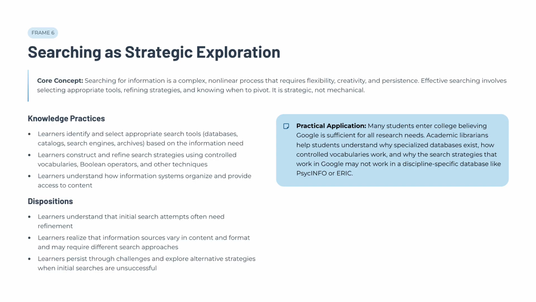Here's the practical reality. Many students arrive at college believing that Google is sufficient for all of their research needs. And look, Google is an incredible tool, but it's not the right tool for every research task. Academic librarians help students understand why specialized databases exist, how controlled vocabularies work, which is a concept most students have never encountered, and why the search strategies that work in Google may actually fail in a discipline-specific database like Science Info, ERIC, or PubMed. This is some of the most hands-on, immediately useful teaching that librarians do.